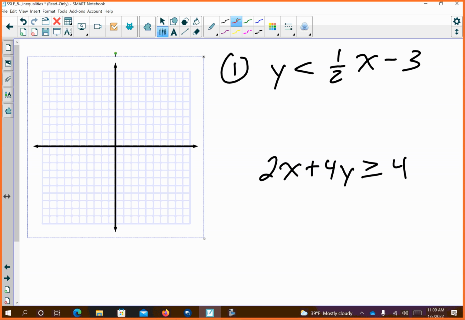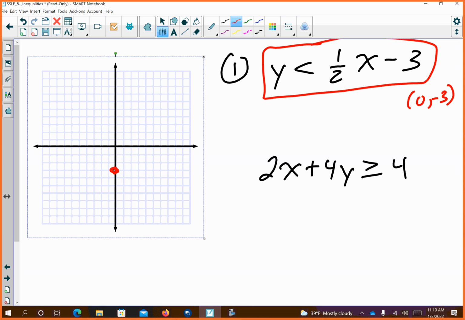So let's take a look at this very first one. We'll do this one in red. What's my y-intercept? -3. So 0, -3. Everyone agree with that? So I put that dot. What's my slope? 1/2. Yeah. So from this dot, I'm going to go up 1, right 2.